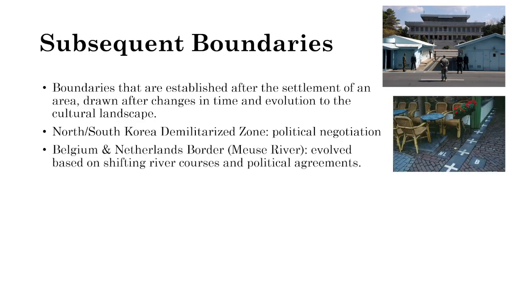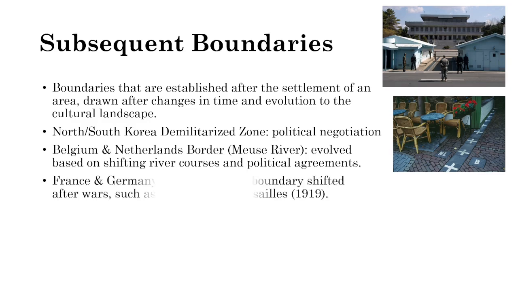Then we have part of the Belgium and Netherlands border based on a river, evolved based on shifting river courses and political agreements as well. So the boundaries between Belgium and the Netherlands haven't stayed the same forever. They've changed over time. France and Germany as well. Portions of the boundary between the two countries have shifted after different wars, such as World War I with the establishment of the Treaty of Versailles.